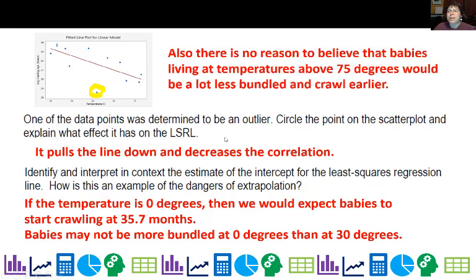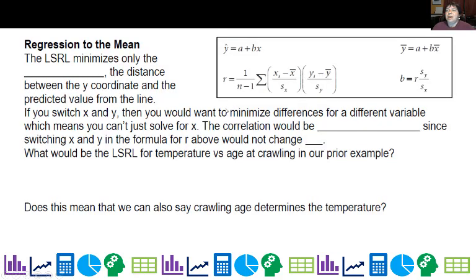Also, if we go to really high temperatures, there's no reason to believe that suddenly babies in the tropics are crawling super early compared to babies in, I don't know, Maryland. So be careful when you go outside of the range of data, because there's no guarantee that this is going to continue to behave in a linear fashion. It'll probably flatten out.